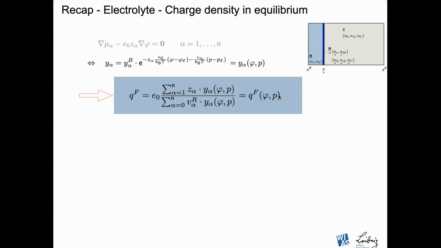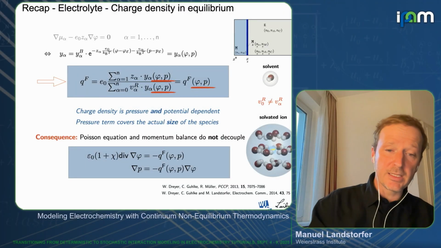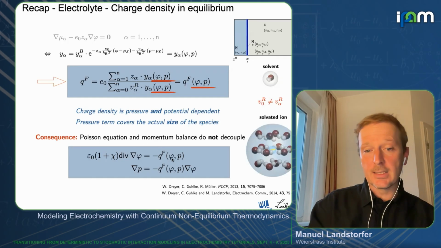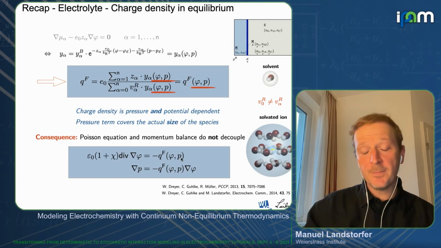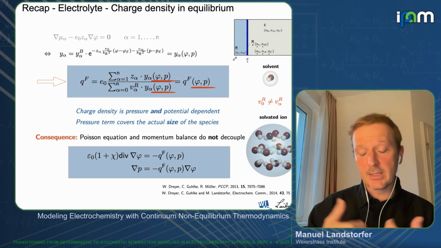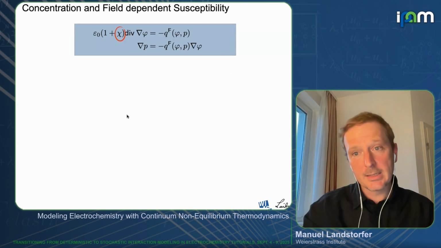And you will see in a couple of minutes that when you make the dielectric constant, for instance, concentration dependent, then you will have an even more complicated set of dependencies on other variables. So that's the reason why I'm doing this recap. For incompressible solvation mixtures, we already get this coupled Poisson momentum equation system, where the charge density is a function of electrostatic potential and pressure. And you will see in a couple of minutes how this changes when you make the dielectric constant not constant, but concentration and field dependent. So this is what we're going to discuss now in the next part.